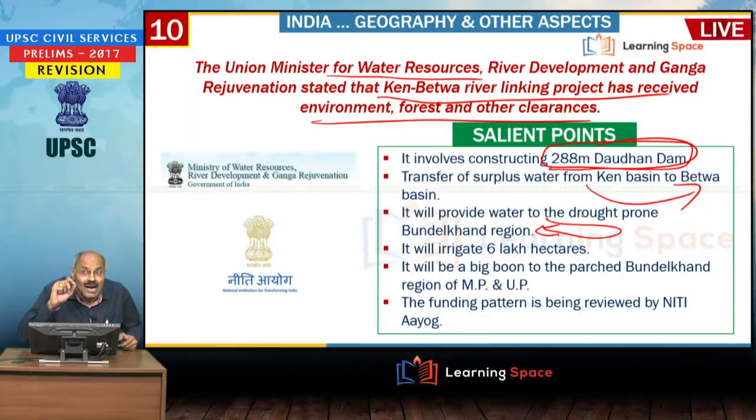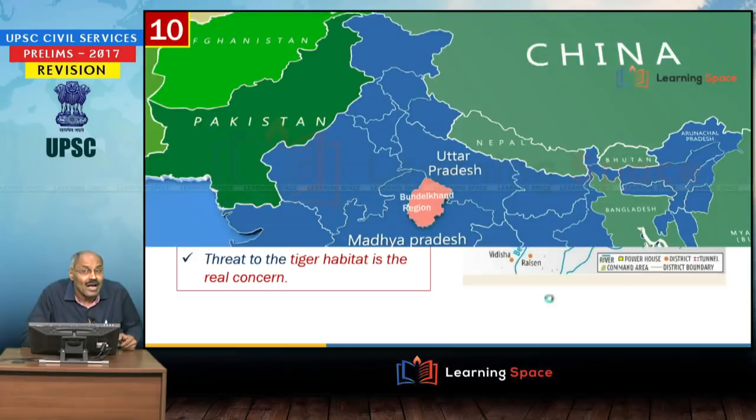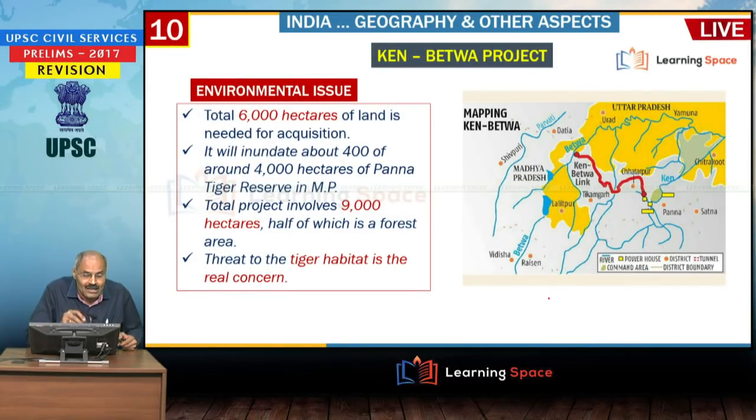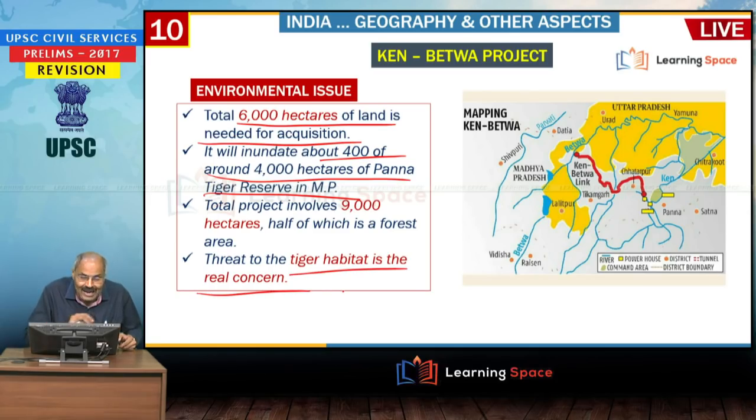Please look into this, and if you go further, it will be a big boon to the Bundelkhand region of MP and UP, and the funding pattern is reviewed by Niti Aayog. And one important aspect here is that 6,000 hectares of land is needed for acquisition, and it will inundate 400 of around 4,000 hectares of Panna Tiger Reserve. Panna Tiger Reserve is in Madhya Pradesh, and here the threat to the tiger habitat is the real concern. So, this is the project map, right.